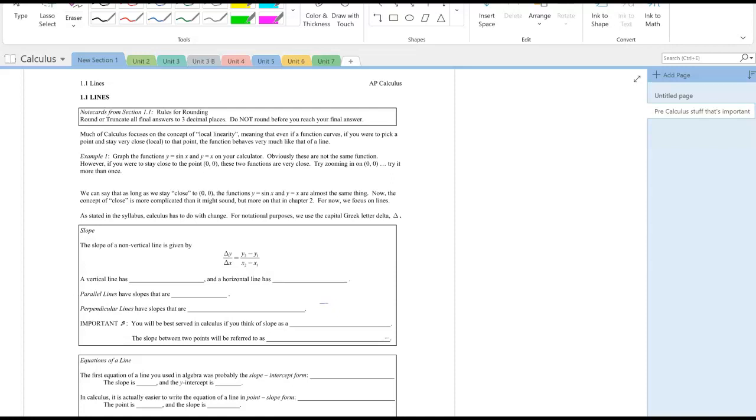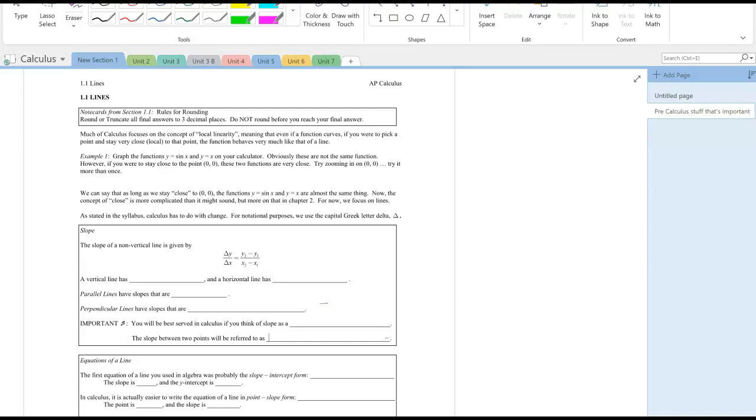Alright, so let's talk about slopes of a line, because that's pretty important when talking about those things. So we've got a couple different types of lines. The slope of a non-vertical line is given by that change in y over change in x. Notice that those triangles just mean change. That's that Greek letter delta, if you don't know or don't remember. So, change in y over change in x back in Algebra 1 was just that y sub 2 minus y sub 1 over that x sub 2 minus x sub 1.